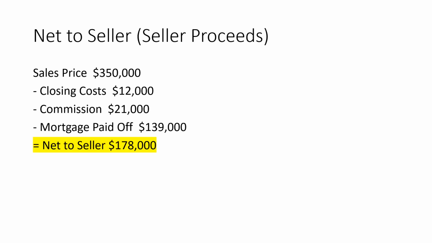Let's do some seller proceeds. So what's the net to the seller when this house finally closes and everybody walks away? The sales price is $350,000. You've got $12,000 of closing cost, $21,000 of commission, and the mortgage that needs to be paid off is $139,000. All you're going to do is subtract everything, and you'll come out with a net to the seller of $178,000.